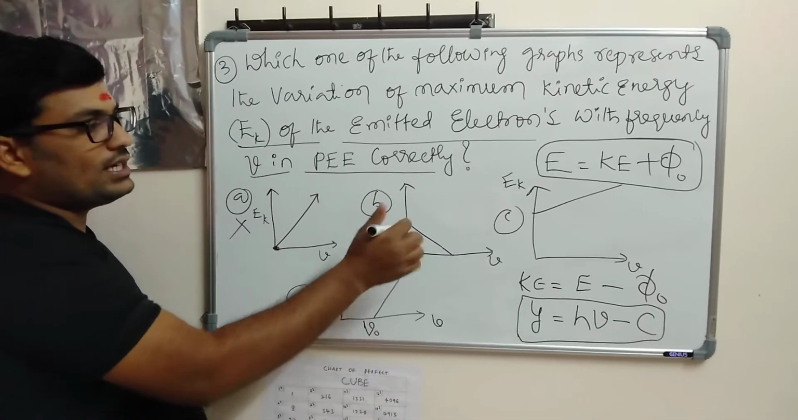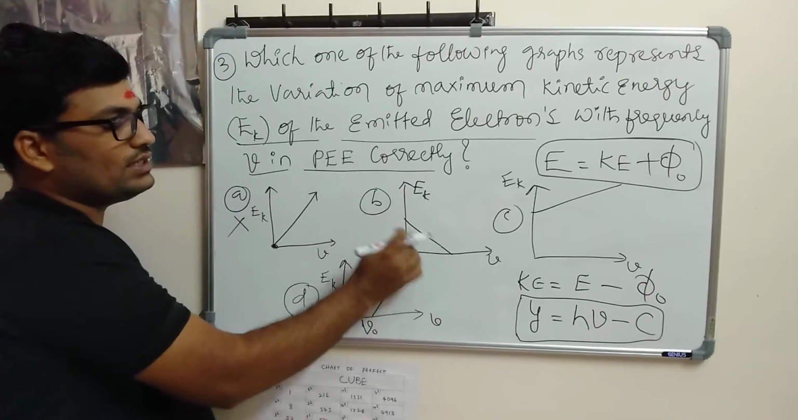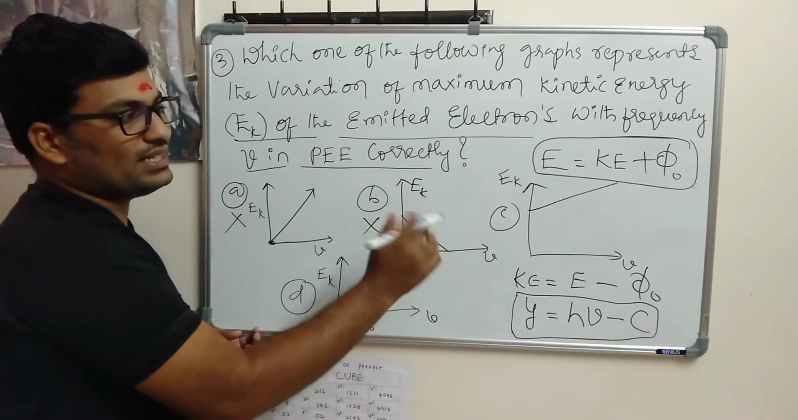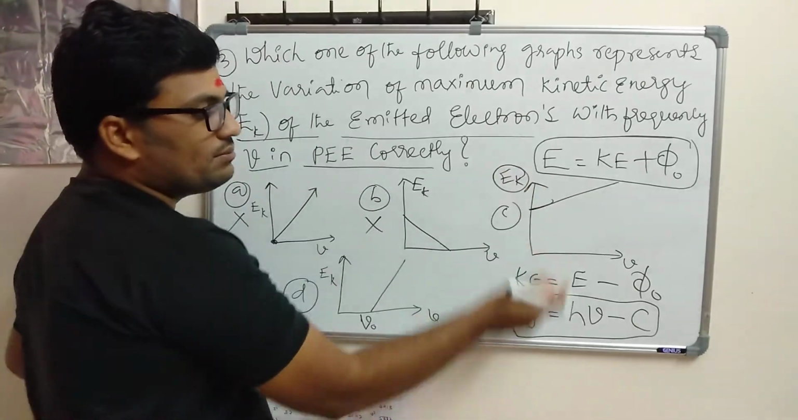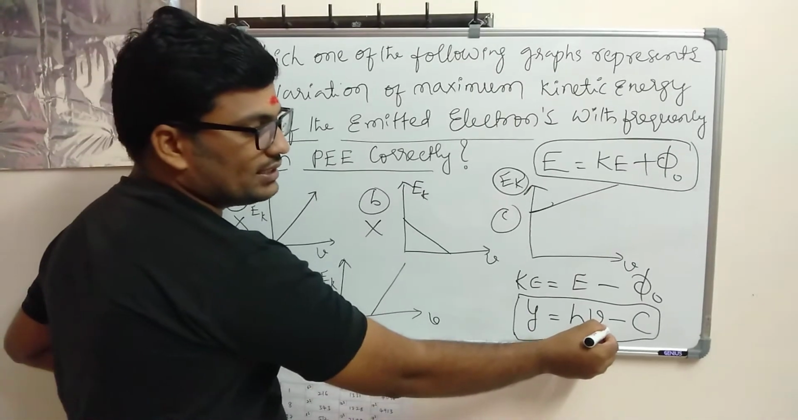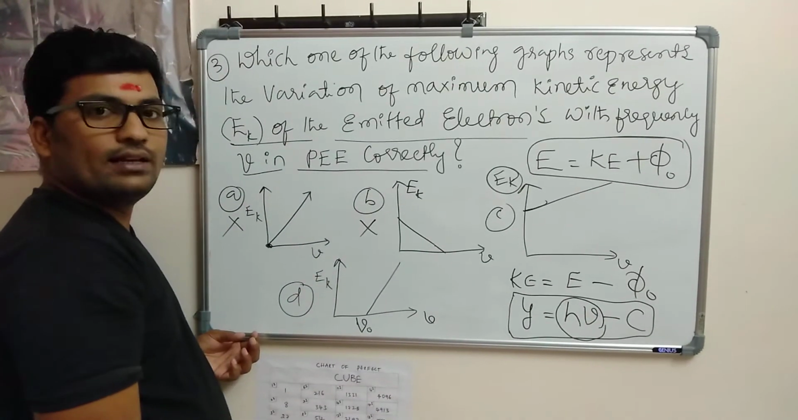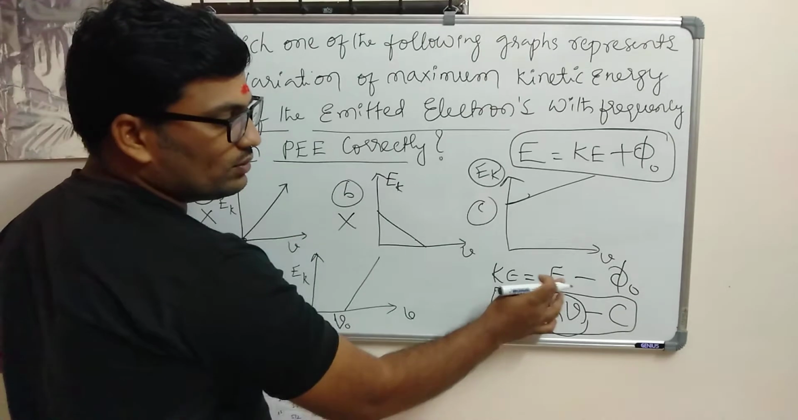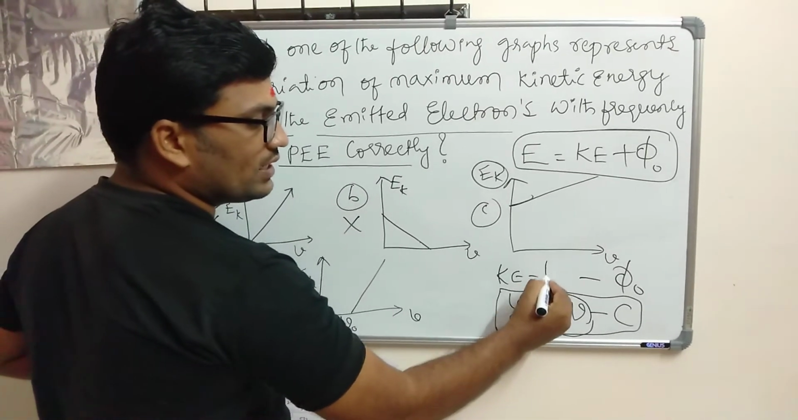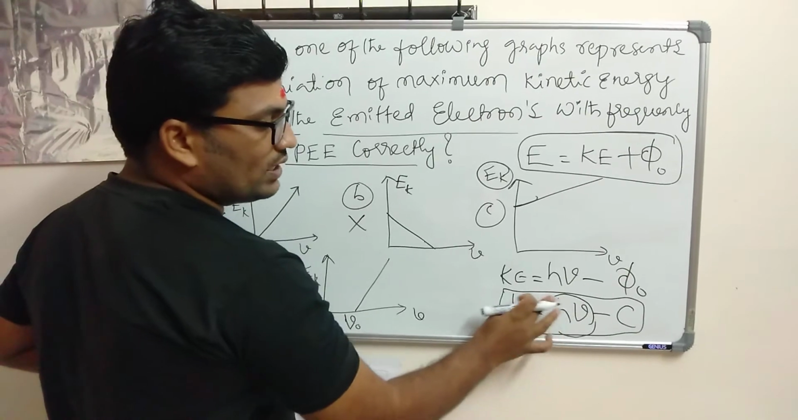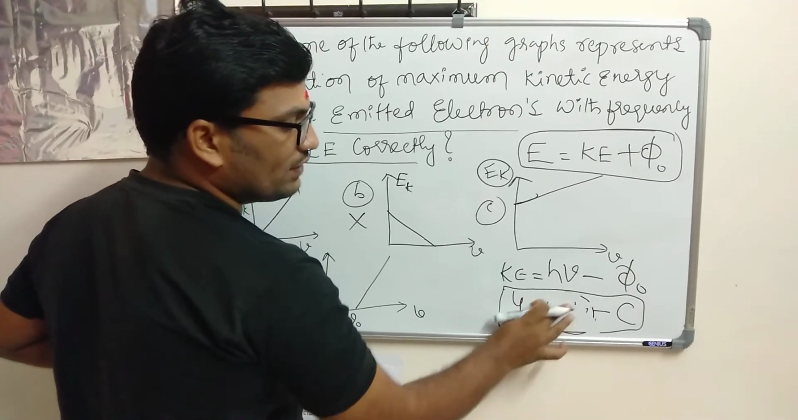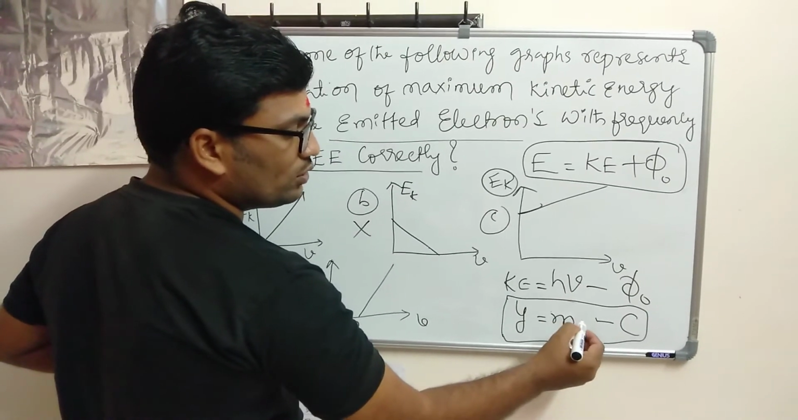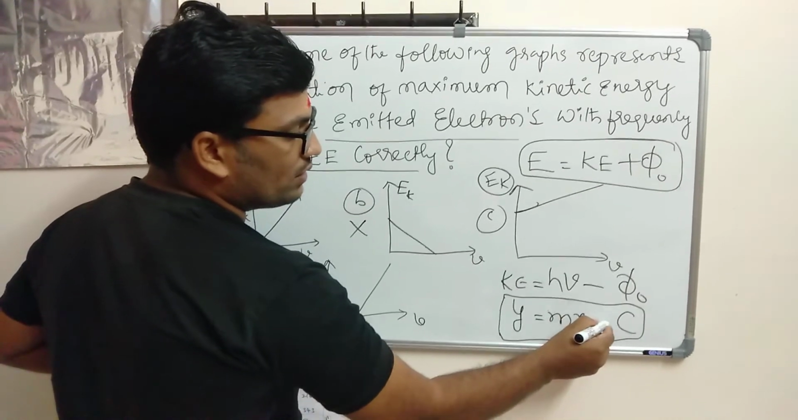Let's see the second option. Even though it actually starts from this point, it is not an intercept graph. So this is also wrong. Here C is also a problem, because the intercept is made on the y axis, but in this equation the intercept is made on the x axis. So here there is one more thing I would like to write: kinetic energy is equal to h into nu. If you want to make it look exactly like an equation, h nu is nothing but m into x. So it will be clear for you.